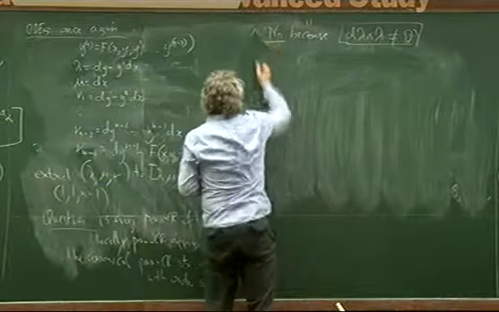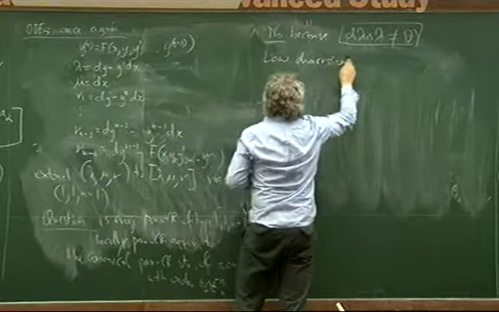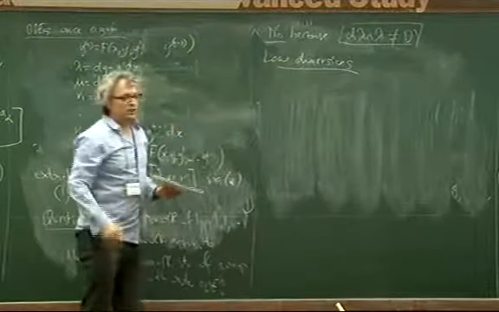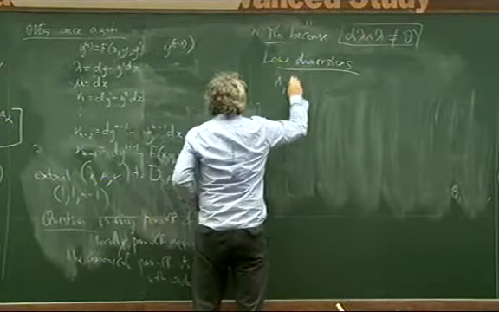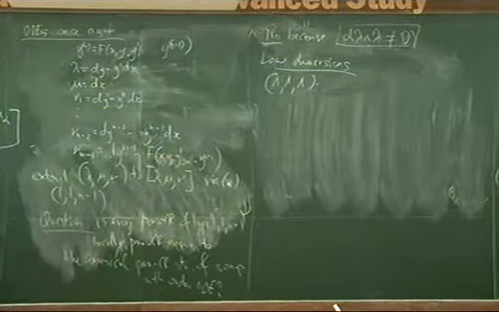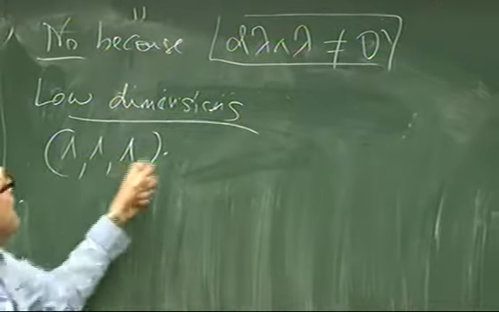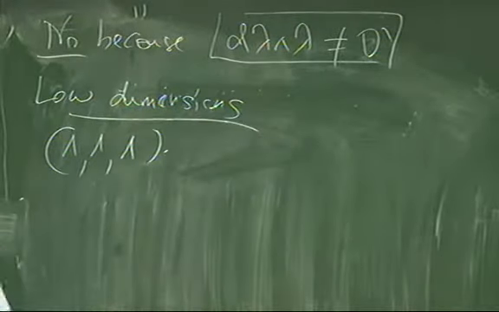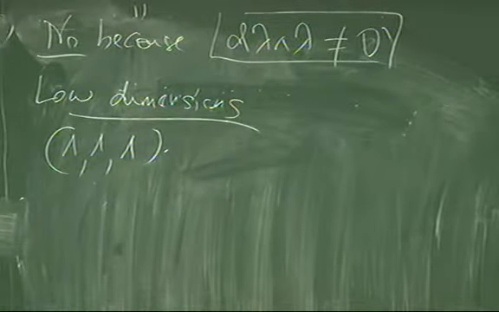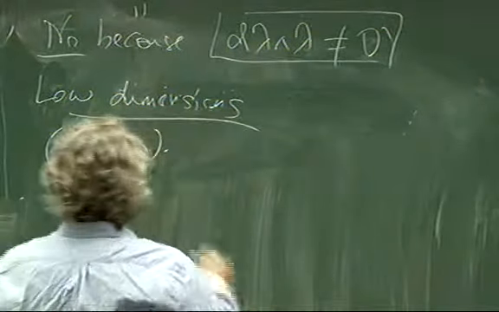So, low dimensions. The lowest is just (1, 1, 1), right? So in low dimensions, the question is whether every para-CR structure of type (1, 1, 1) for which this is satisfied comes from an ODE modulo contact transformation. So the answer is yes.